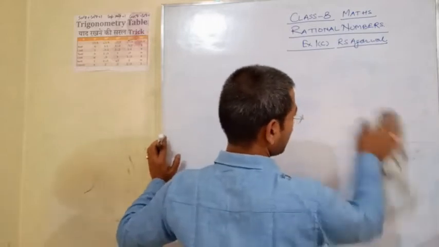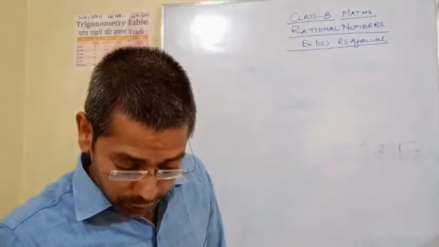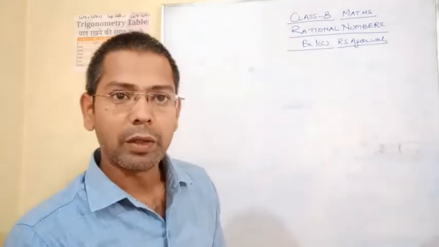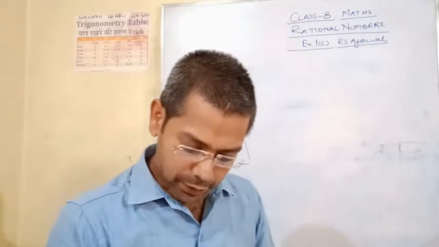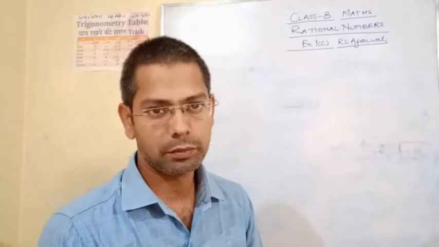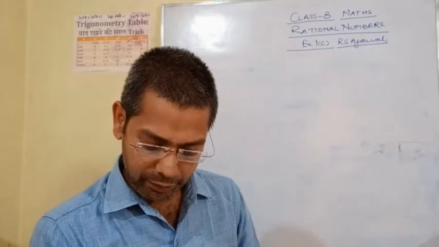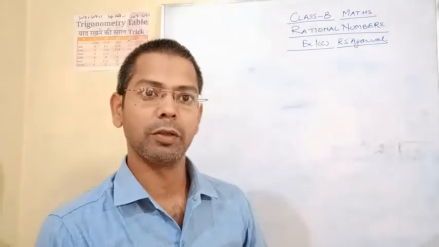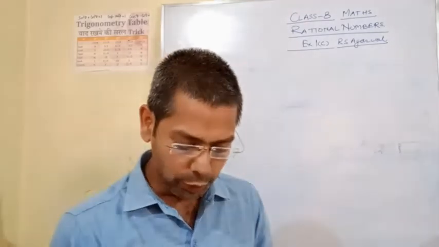In question number 6, the first part is given: 1 upon 3. So the additive inverse will be simply minus 1 upon 3. In the same way, 0 has no additive inverse; 0 is 0. Minus 17 upon 8, the additive inverse is 17 upon 8, because minus 17 upon 8 added to 17 upon 8 gives 0.